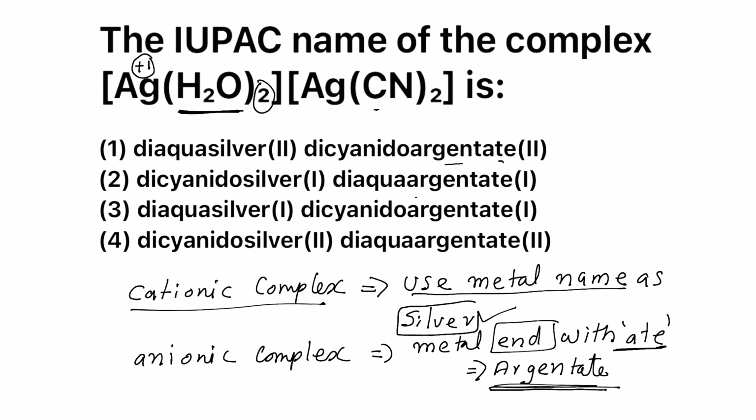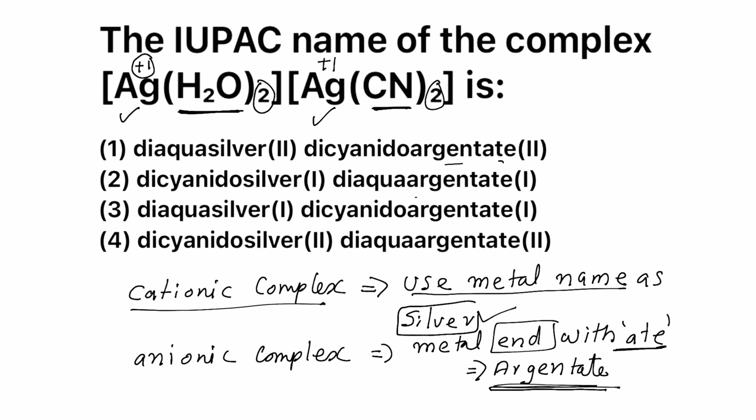Now, check the anionic part. What is the coordination number? Again, you can see how many ligands? 2. So coordination number is what? 2. Correct? You remember the hint, right? If the coordination number of Ag is 2, then oxidation number of Ag is what? +1. So for cationic part and anionic part, the oxidation number of Ag is 1.